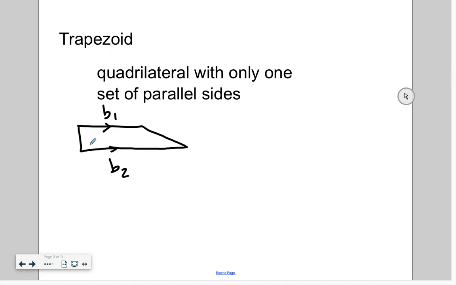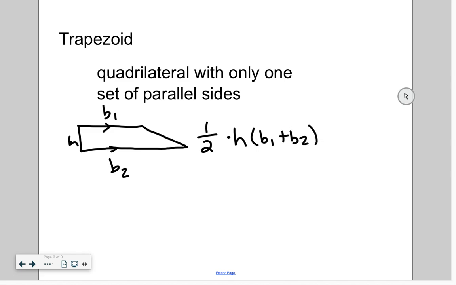The height, same with all of these, is how tall that figure actually is. This is what we would call the slant height. There's a big difference, and we'll go into that more next week, but this would be the height. The formula to find the area of a trapezoid is 1/2 times the height times base 1 plus base 2.